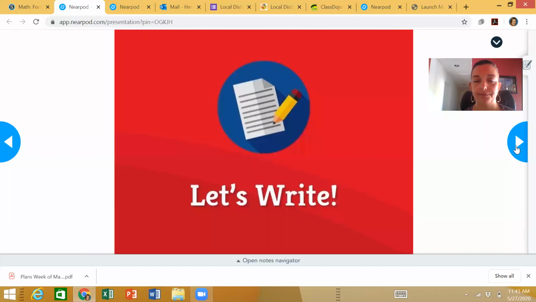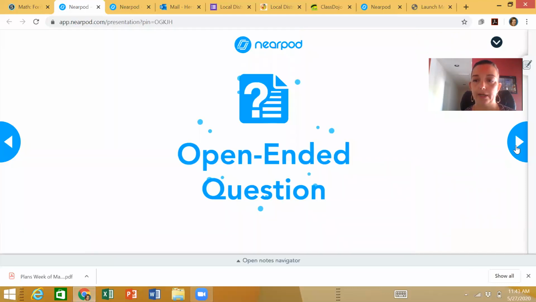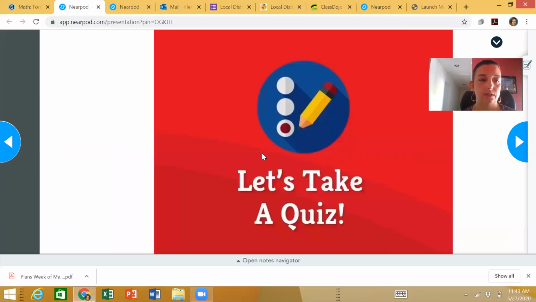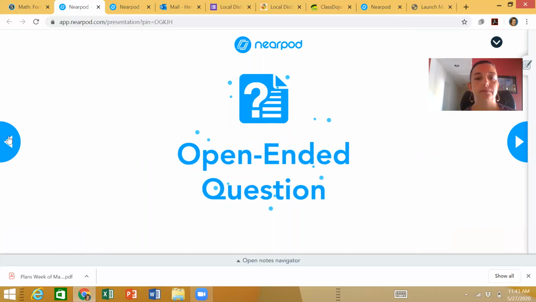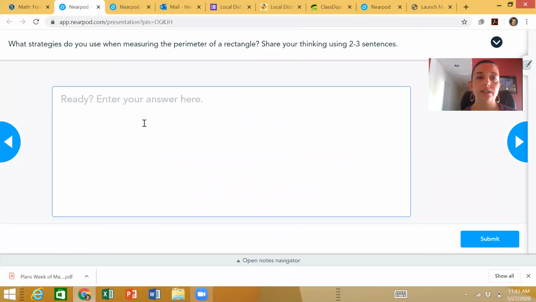Let's write. Open-ended question. All right. It says, what strategies do you use when measuring the perimeter of a rectangle? Share your thinking using 2 to 3 sentences.